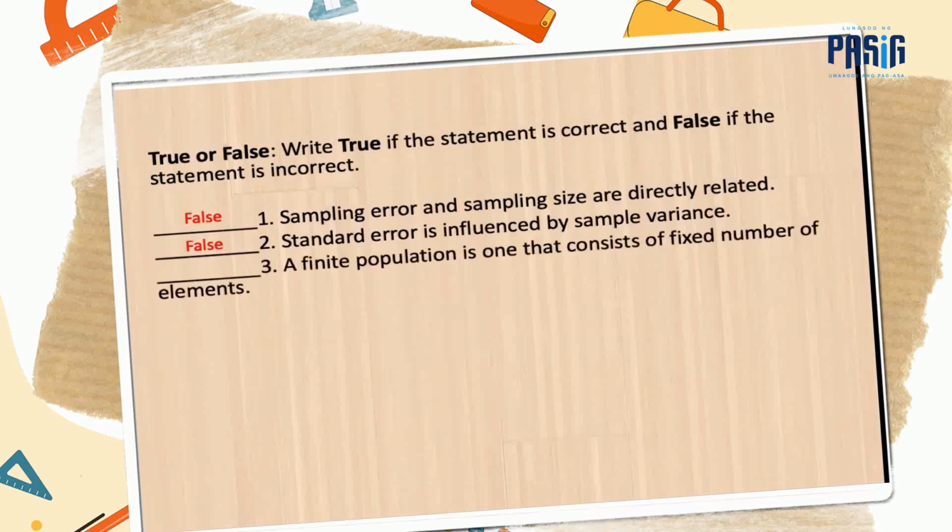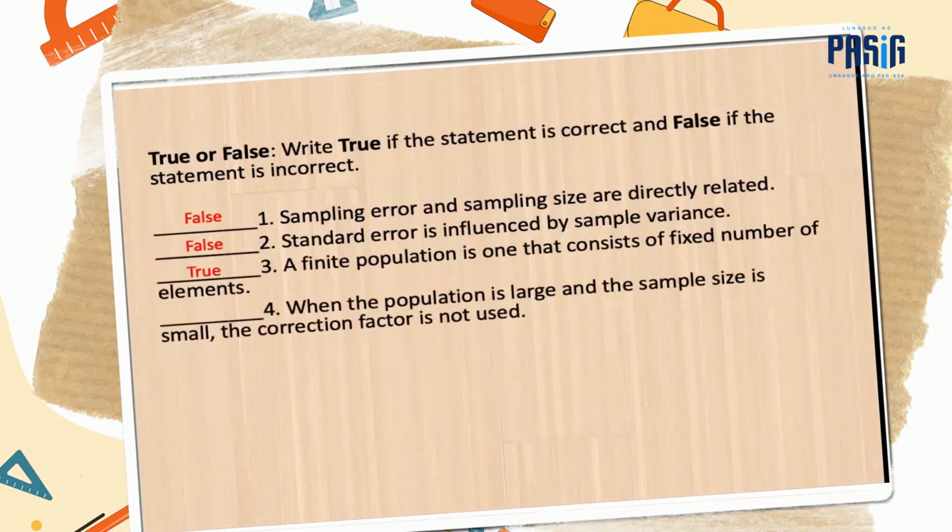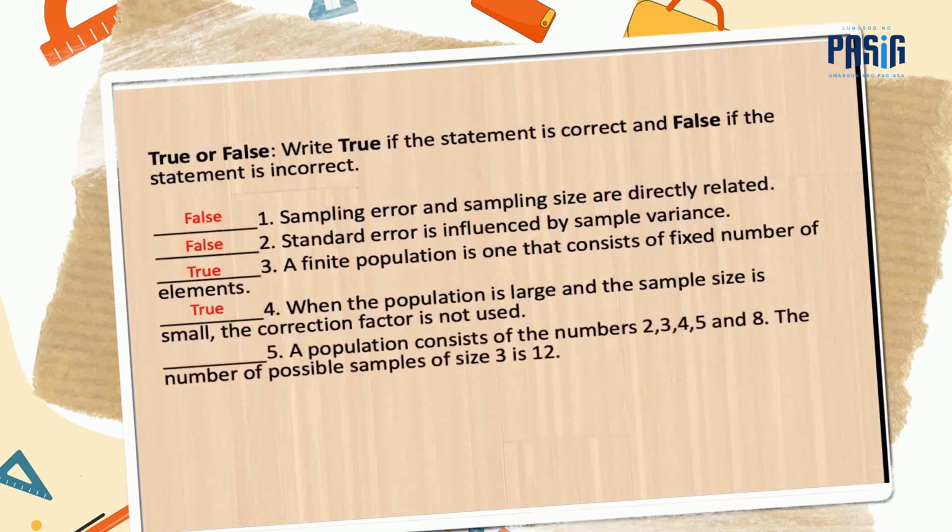3. A finite population is one that consists of fixed number of elements. The answer is true. 4. When the population is large and the sample size is small, the correction factor is not used. True. 5. A population consists of the numbers 2, 3, 4, 5, and 8. The number of possible samples of size 3 is 12. The answer is false.